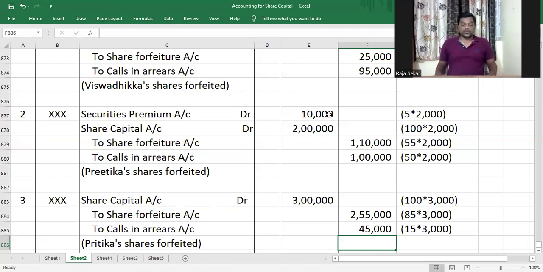As you can see, it's very simple. You just have to identify if the premium amount has been received or not. Sometimes the shareholder might have paid part of the premium, and the remaining part they will not have paid. In that case, you have to debit premium account with whatever has not been paid. If the entire premium has not been paid, then premium account has to be debited with the entire amount. If premium amount has been completely paid, then premium account will not be debited with any amount. Understood? With that, we have come to the end of this video.